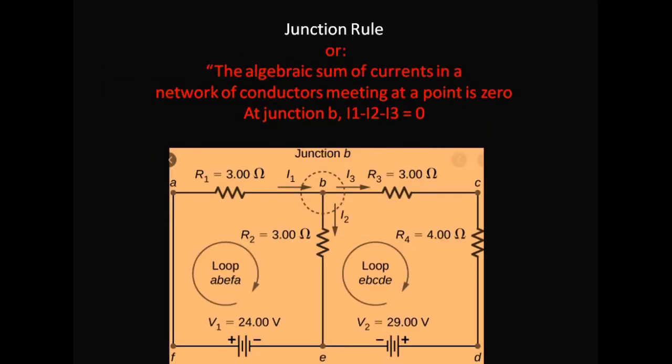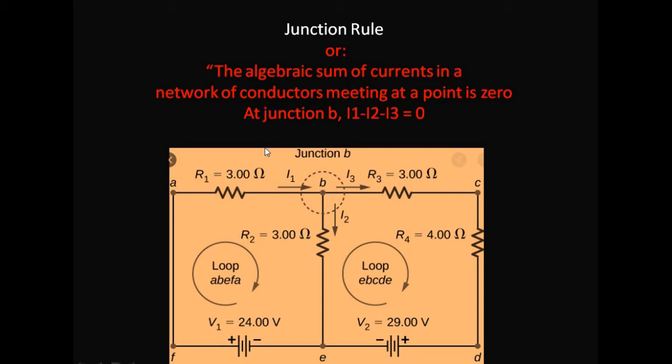There's another way you can state Kirchhoff's first rule or junction rule. This is an alternate statement. Look at this alternate statement. What does it say? The algebraic sum of the currents in a network of conductors meeting at a point is 0. What does it mean by a network of conductors meeting at a point? A network of conductors meeting at a point is a junction. So this statement simply means the algebraic sum of currents in a junction is 0.